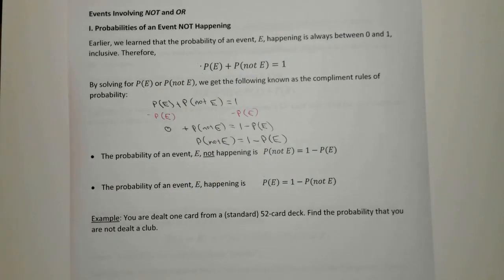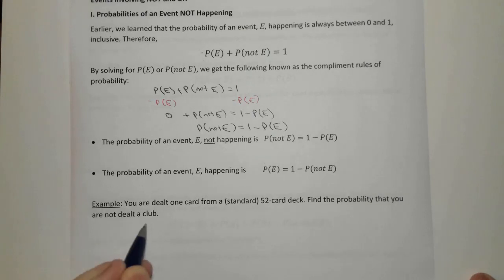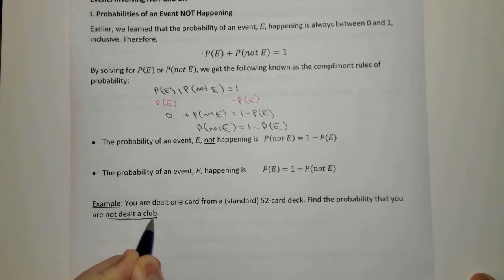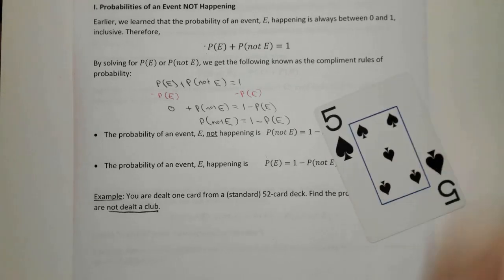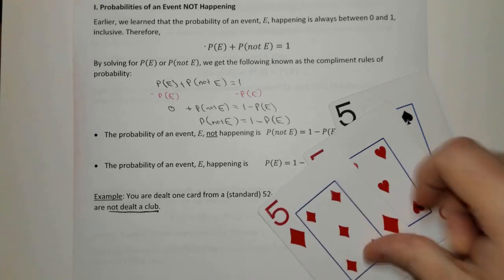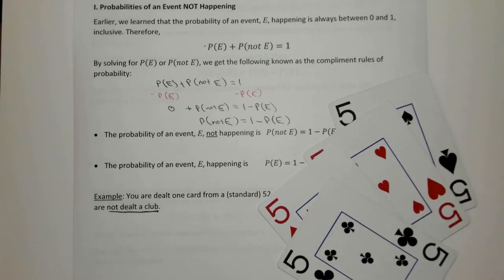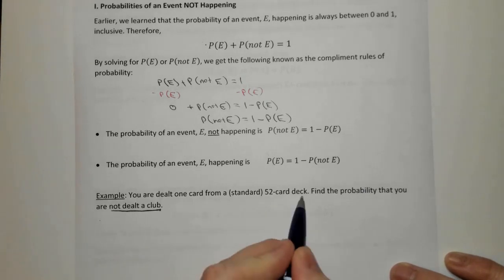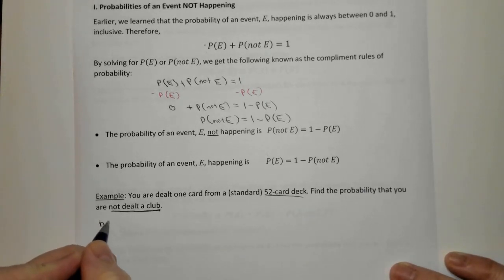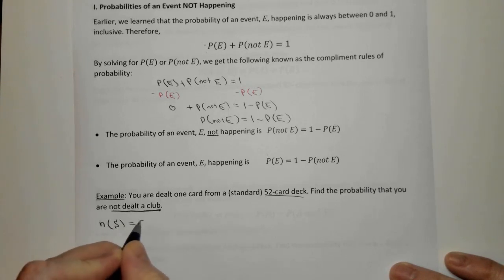So let's look at an example of probability of something not happening. We're looking for the probability we are not dealt a club. So we have to remember our deck of cards. In a deck of cards, we have spades, hearts, diamonds, and clubs. Okay? So the probability that we're not dealt a club. So I have to remember we have a deck of 52 cards, so the number of things in our standard deck is 52.